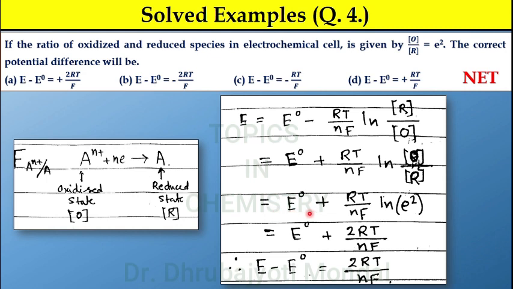Therefore, that is equal to E0 plus RT by nF ln. You can see the value is given here, e squared. So put the value e squared here. So ln e squared means that is equal to 2. So you can write E0 plus 2RT by nF. Therefore, E minus E0 is equal to 2RT by nF. So the correct answer is option A. Okay.